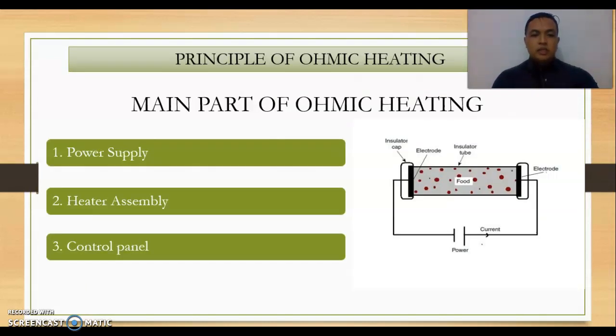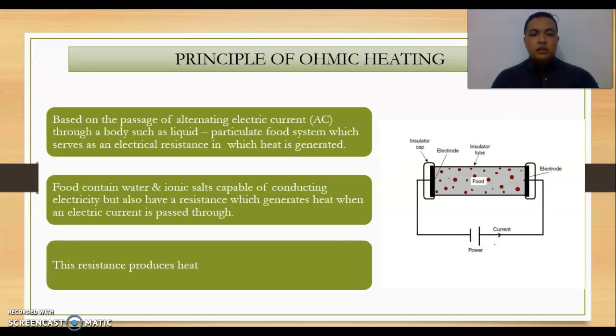So here is the principle of ohmic heating. The main parts of ohmic heating are the power supply, heater assembly, and control panel. An ohmic heater, also known as a Joule heater, is an electrical heating device that uses a liquid's electrical resistance to generate heat. Heat is produced directly within the fluid itself by Joule heating as alternating electric current is passed through a conductive material of resistance, which results in energy generation causing temperature rise.